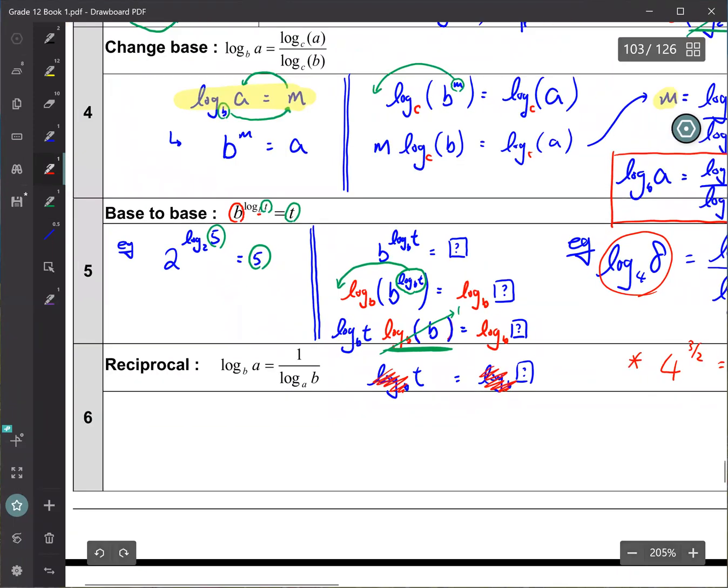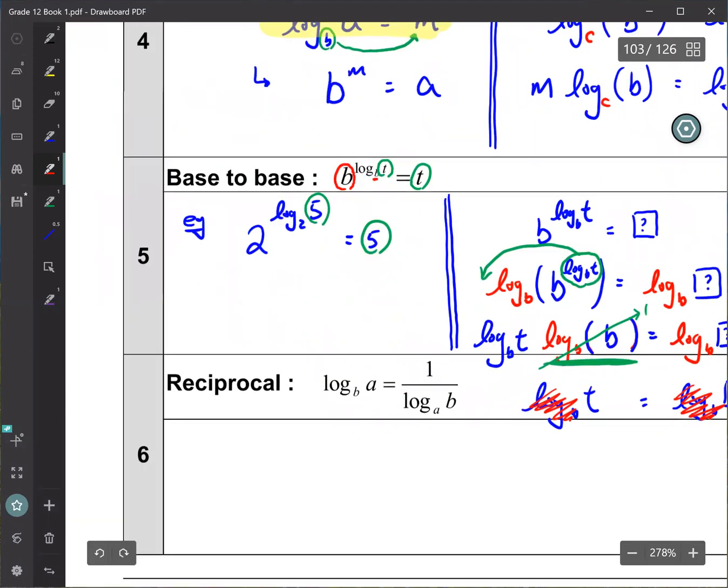Okay, makes sense? But of course, if you try to do this every time you get a question, it takes too long. You have to log on both sides, simplify. So just remember this special case: when you have the same base, whatever comes after the log is your overall answer, okay?